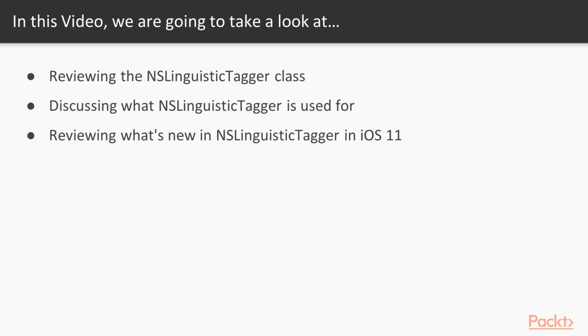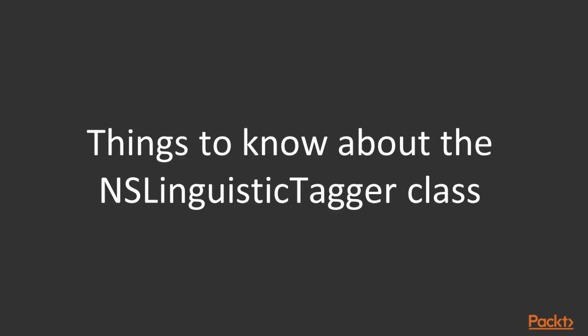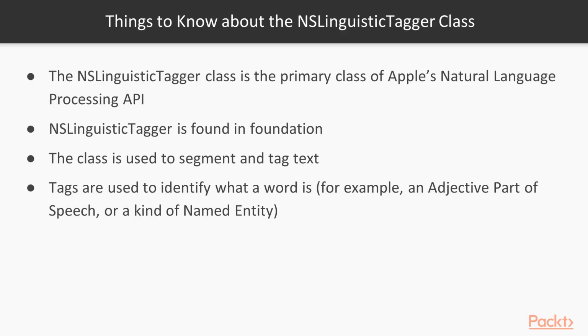In this video, we're going to review the NSLinguisticTagger class and discuss what it is used for. Then we're also going to discuss what's new in the NSLinguisticTagger class in iOS 11. So here's some things that you need to know about the NSLinguisticTagger class. It is the primary class in Apple's Natural Language Processing API. It's found inside of Foundation, and you use this class to segment text and to tag text.